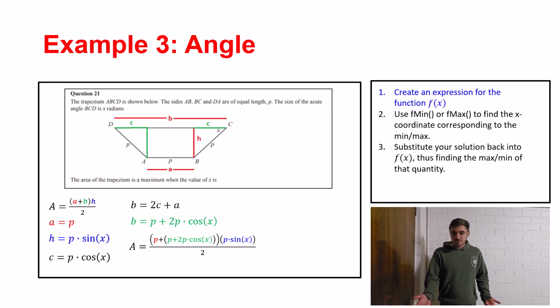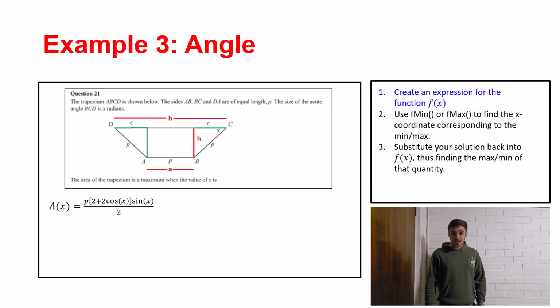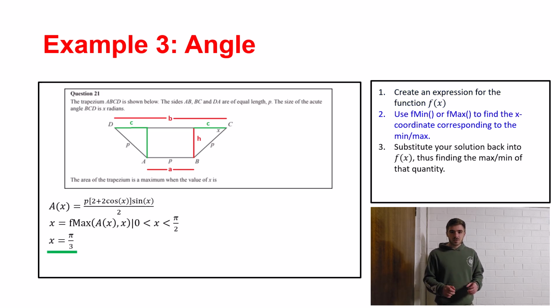If you have the CAS, then just let the CAS do that. This actually was a CAS question, so at this point we can pretty happily just use the Fmax equation. So we're going to put in our function, comma x, that's going to give us the x coordinate as required. Just be sure to put a domain on your Fmax, otherwise you're going to get infinite solutions. Restricting it between 0 and pi over 2 makes sense because that would be between 0 and 90 degrees.